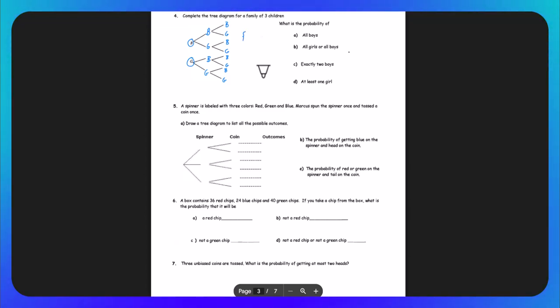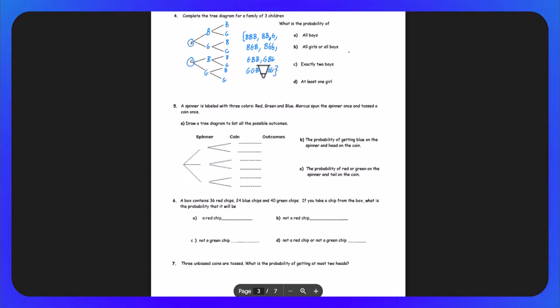We can have 3 boys. We can have first 2 are boys and the last one's a girl. Then we can have first boy, boy, and boy, girl, girl. Keep going. And then girl, boy, boy, and girl, boy, girl. All the way down to the bottom of 3 girls.